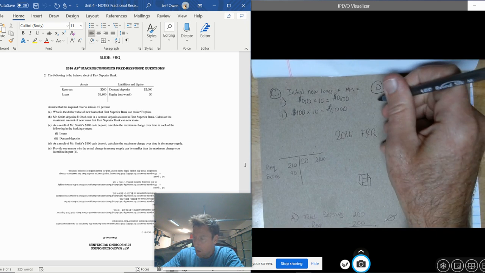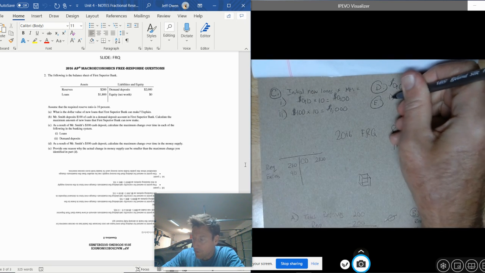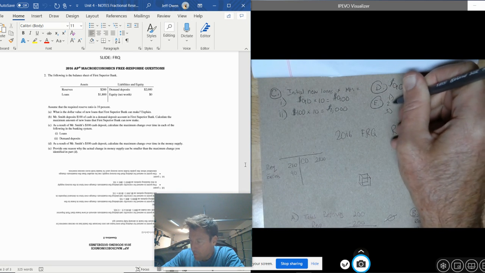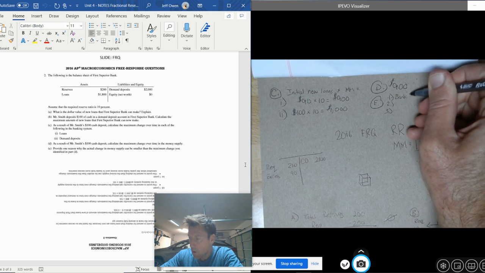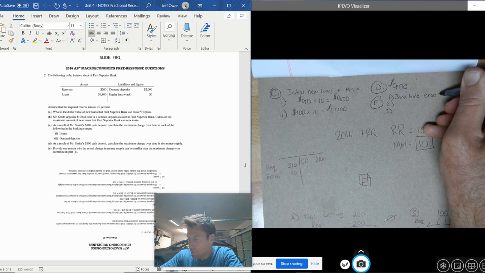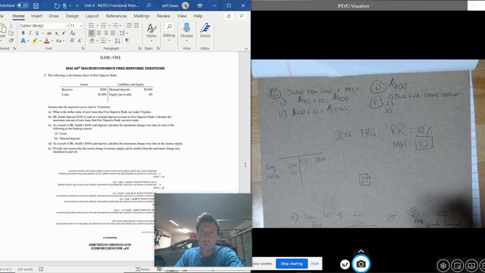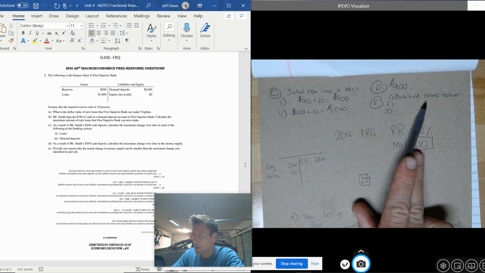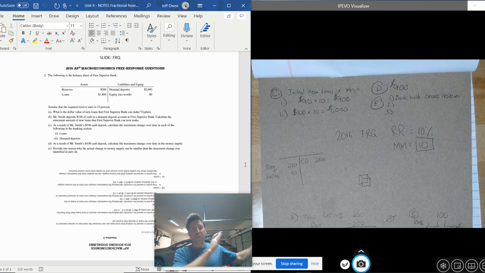And then finally, Part E. Part E says provide one reason why the actual change in the money supply can be smaller than the maximum change you identified in Part D. Well, there were 3 reasons. They're only asking for one. The first one is banks hold excess reserves. Banks don't loan out all their money. They don't have credit-worthy customers. They don't see any value in making a loan to somebody because they may not get their money back. And if they hold on to their excess reserves, then the maximum change is going to be smaller over time.